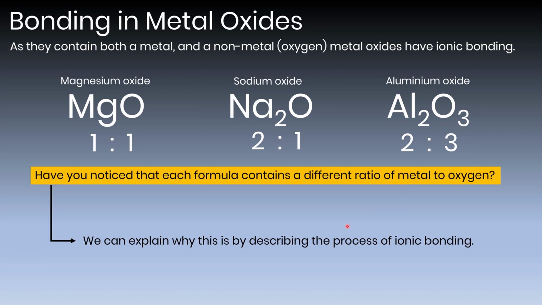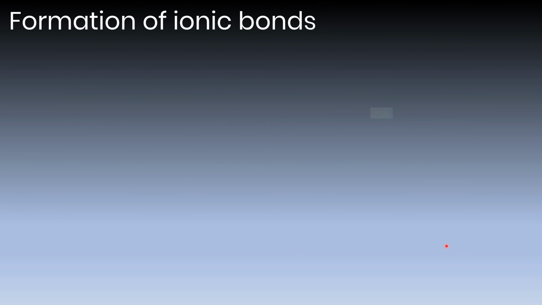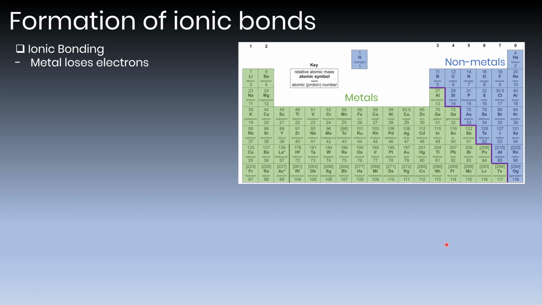We can explain why this is the case by describing the process of ionic bonding, which you should already be proficient in. When we describe ionic bonding, the rules we need to remember are as follows. The metal will always lose electrons, and it will lose the number of electrons equivalent to its group number, shown by the numbers at the top of the periodic table here.